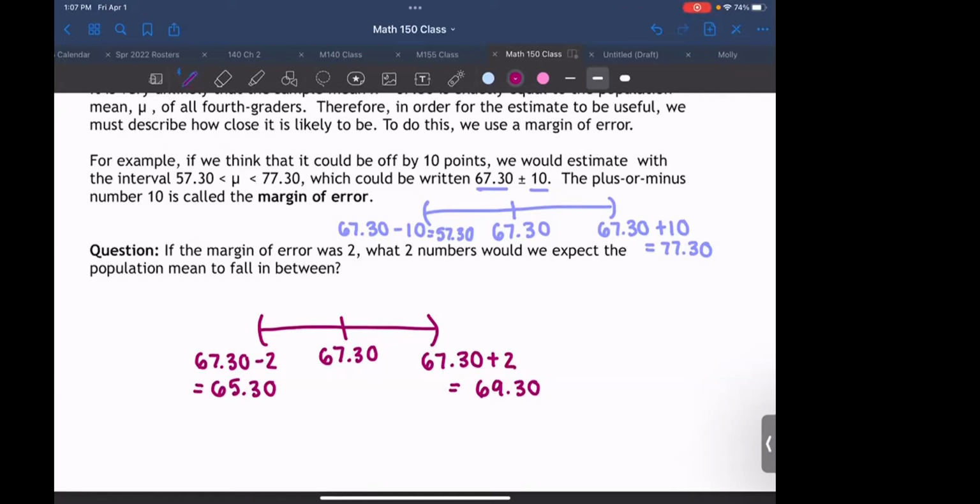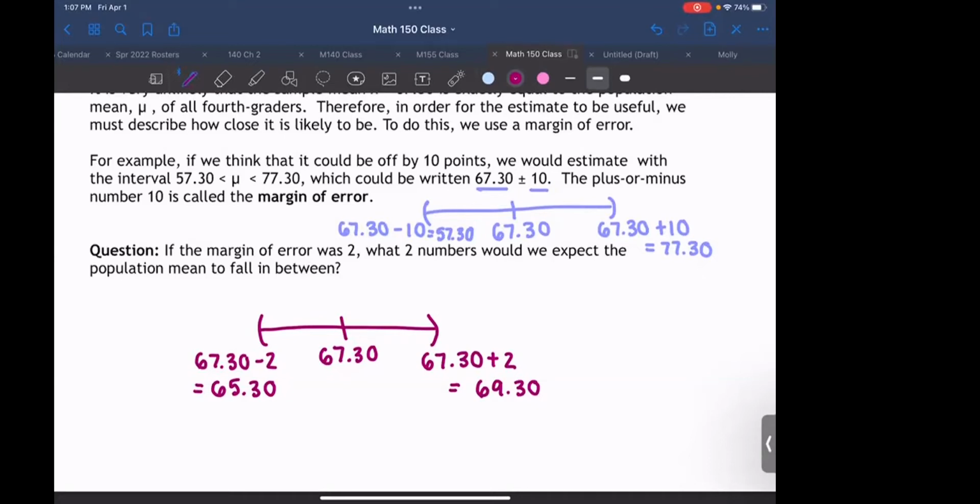And I guess as the margin of error gets smaller, our confidence interval is going to be very small. Okay. So all the margin of error is doing is telling us how big or small our interval is going to be. Okay. Any questions so far?